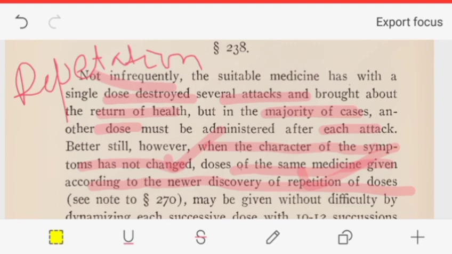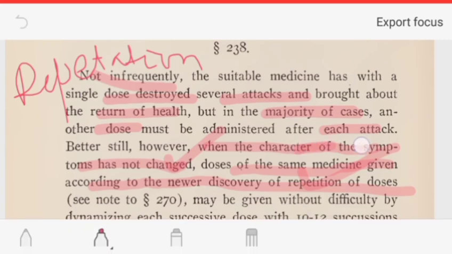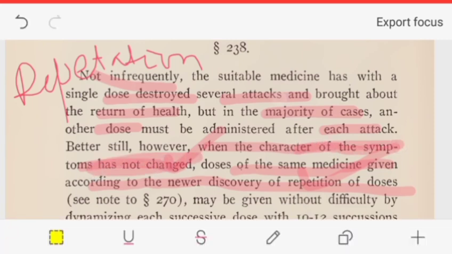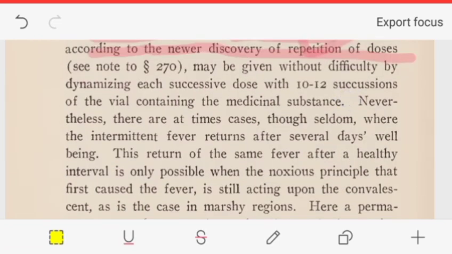This is aphorism 238. This is the sixth edition of the Organon. That's why only the sixth edition is written. Usually, with the suitable medicine, one dose destroys the attack. But in the majority of cases, if the attack is not diminished, then we give another dose. But the condition should be that the symptoms have not changed.